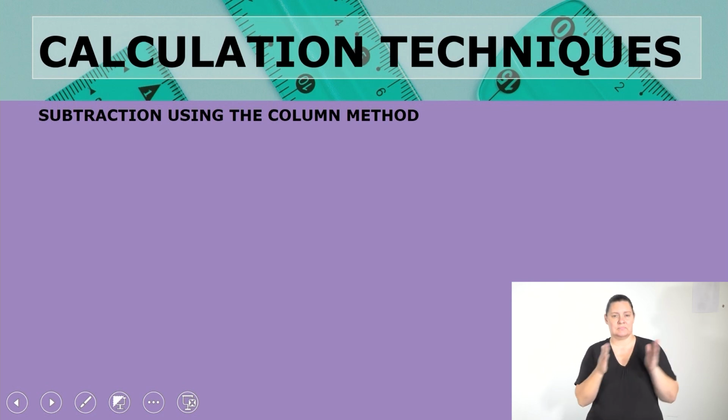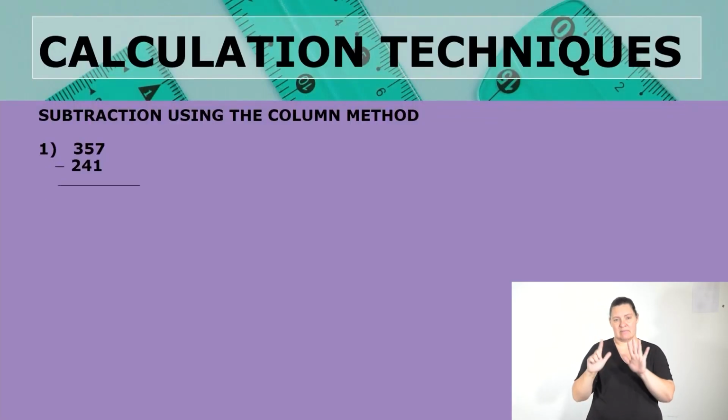Let's move on to subtraction using the column method. Subtraction works similar to how we did with addition, except we are subtracting, but we also will start with the ones. So we are just going to subtract using each column. 7 minus 1 is 6 ones. Then we have 5 tens minus 4 tens. That's 50 minus 40. That leaves us with just 1 ten.